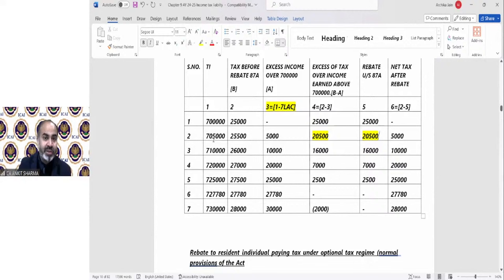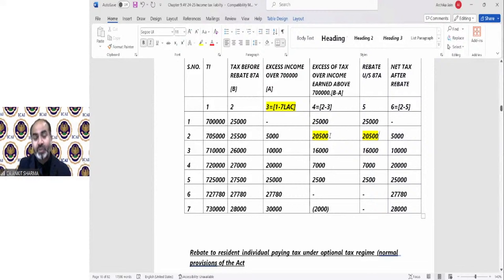So it's kind of marginal relief, you can see that. Because in this question, your income is only increased by 5,000 and your tax is increased by 25,500. This is the same concept as marginal relief. Income exceeded only by 5,000. Till 7 lakh, there was no tax. But only 5,000 income increase, and now my tax is 25,500. That is not justified. The tax can be a maximum of 5,000. So whatever is excess tax, that will be allowed as rebate. That is 20,500.